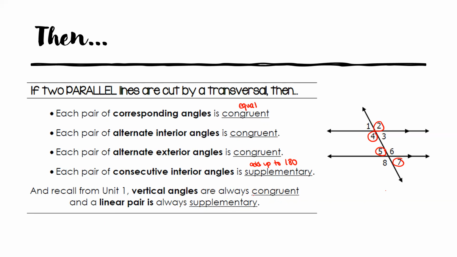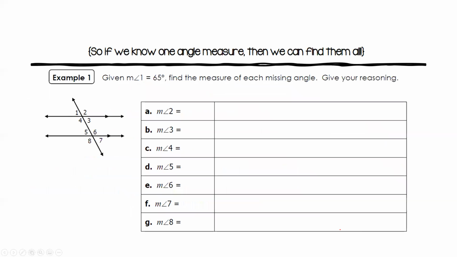And so knowing all of this, if we know one angle measure, then we can find them all. So let's look at this example here. It's telling me, given the measurement of angle 1 is 65 degrees. So the measurement of angle 1 here is 65 degrees. Find the measurement of each missing angle and give your reasoning. So now they want me to find the measurements of all of these different angles, only knowing that the measurement of angle 1 is 65 degrees.